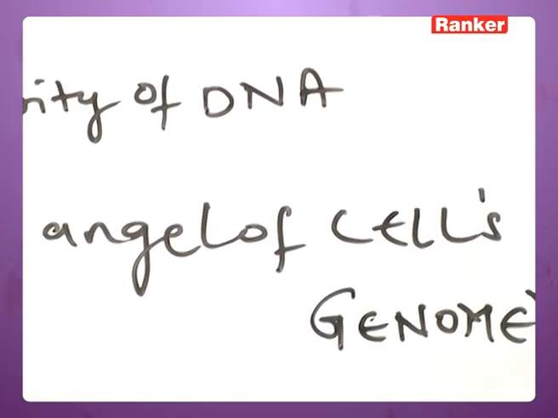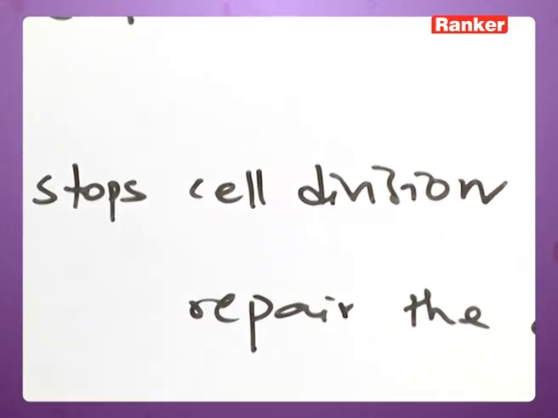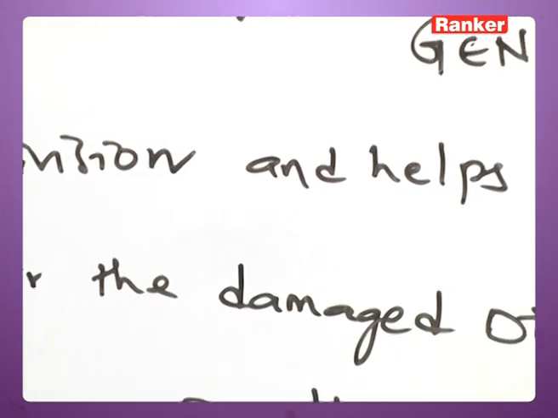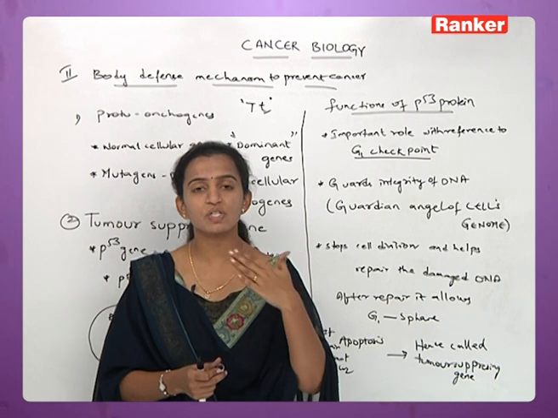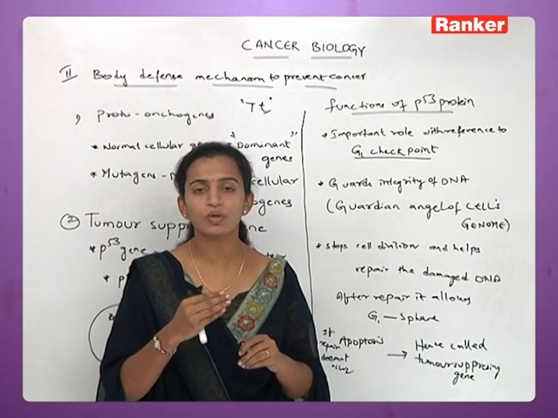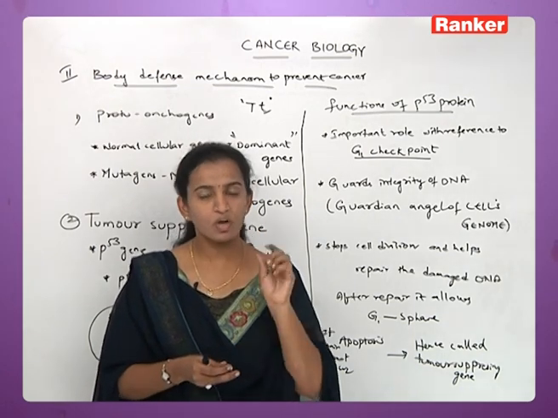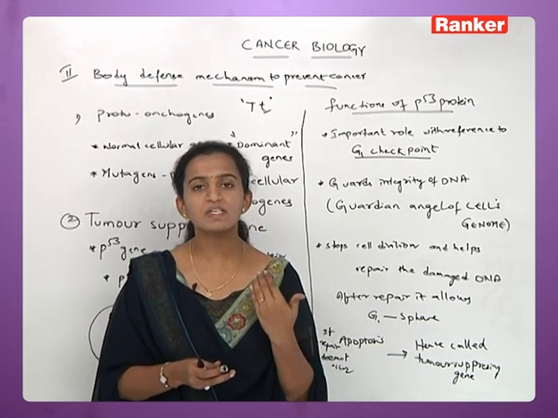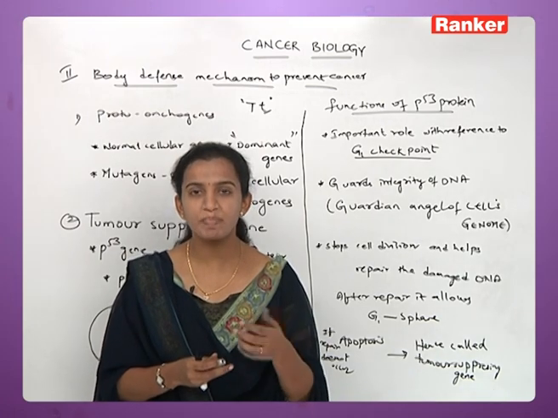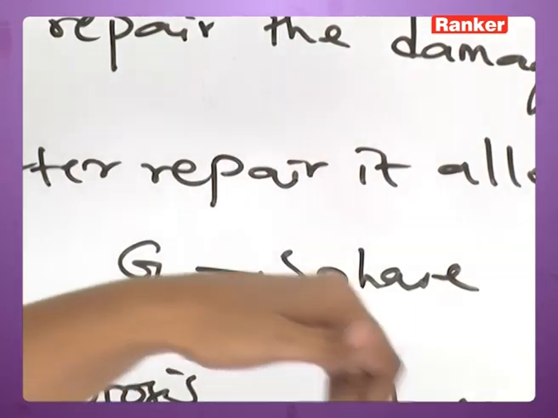Now, it stops cell division and helps repair the damaged DNA. What is actually happening here is that if there is a DNA which is damaged, the DNA damage can't go for the division until it is repaired. Repair means there is some problem in the gene, or there is some problem in the DNA. Now what does this P53 do there is that it helps the DNA to repair itself, and after the repairing itself, it enters from the G1 phase to the S phase.